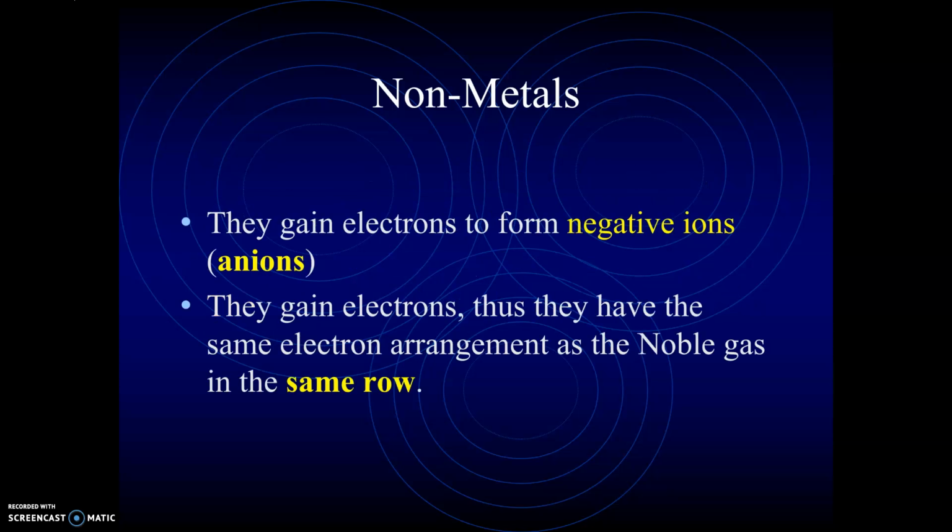So what happens is they gain electrons, and when they're gaining electrons, they're gaining a negative charge. So they form negative ions, and we call those negative ions anions. Since they're gaining those electrons, their outer shell, their outer orbit, is going to become full and stable, just like the next closest noble gas.